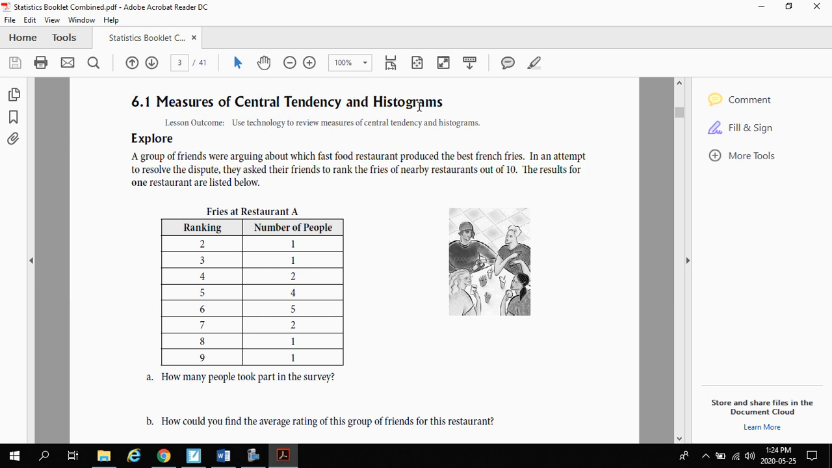So fries at restaurant A. So whatever. Let me, no, it will not. It'll just let me highlight. No, it will not. I can't really do much in Adobe with my smart. Uh-oh, I've made a terrible mistake.